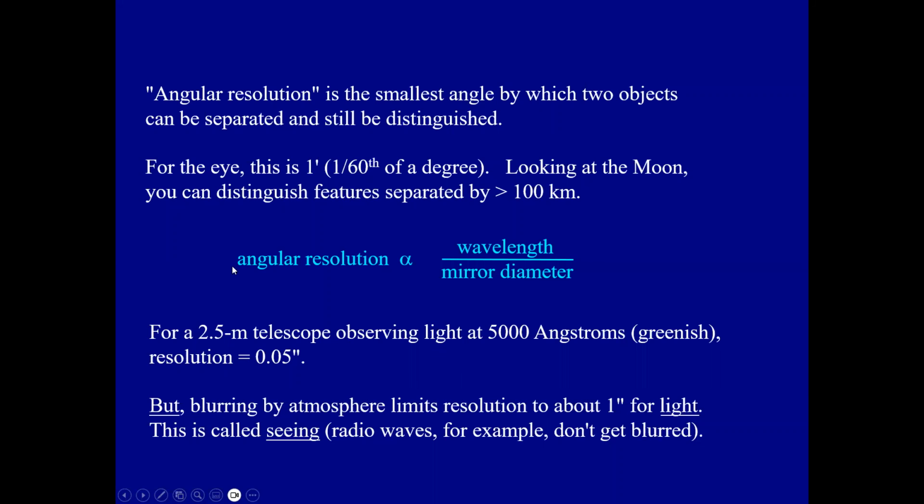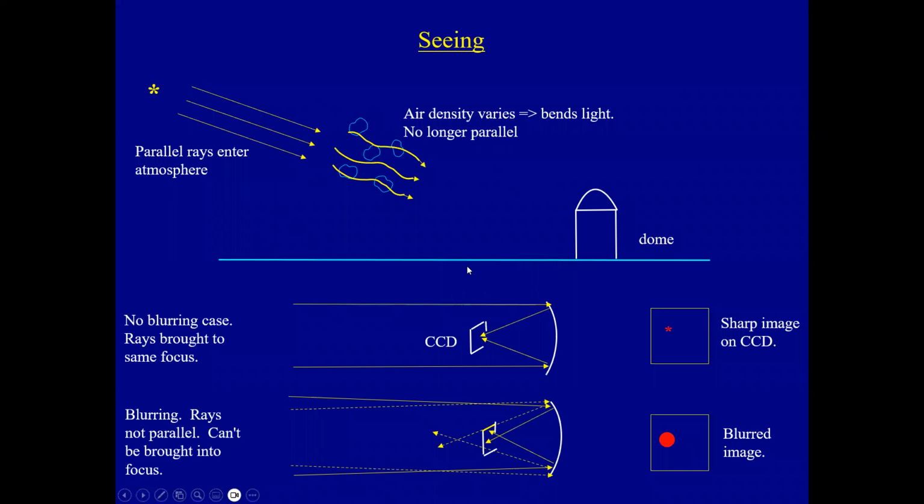But this equation is also dependent on the condition of the atmosphere, because all the light waves coming from sky objects have to go through our atmosphere, right? So going through our atmosphere means it's going to be affected by the atmospheric conditions.